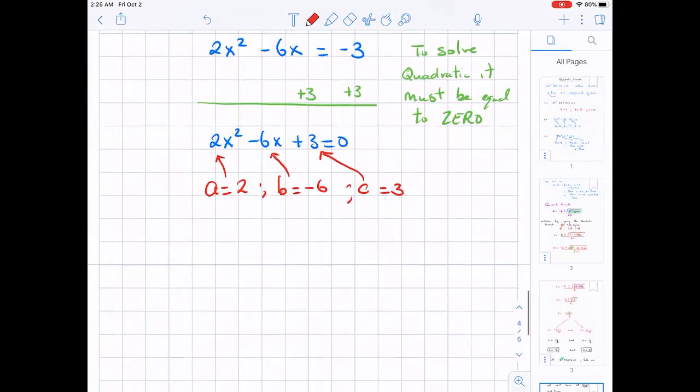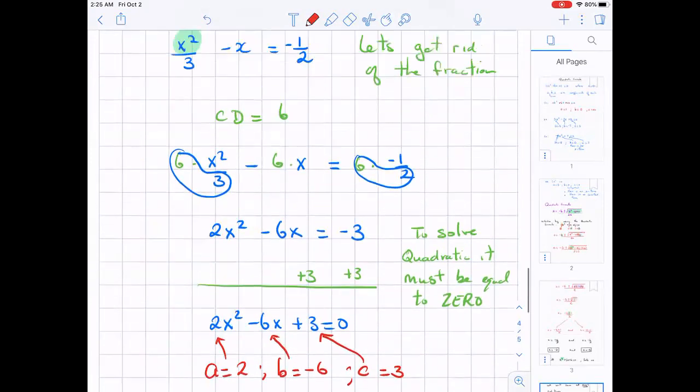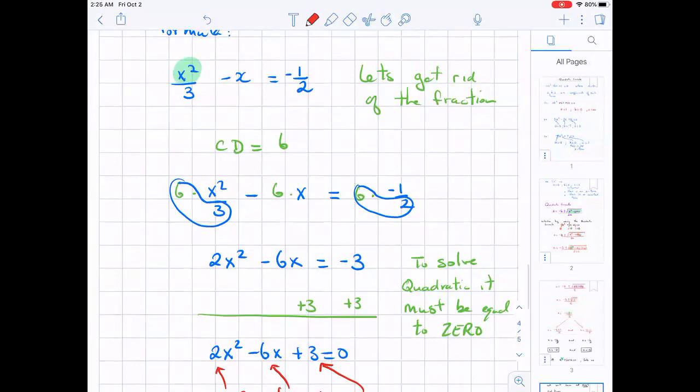You cannot say from the beginning what is a, what is b, and what is c. You could have worked with a fraction. a here you could have said would have been 1/3. b would have been minus 1. But you cannot say c is negative 1/2. This is wrong, can't do that. So just keep that in mind as you work through these problems. It has to be equal to 0.